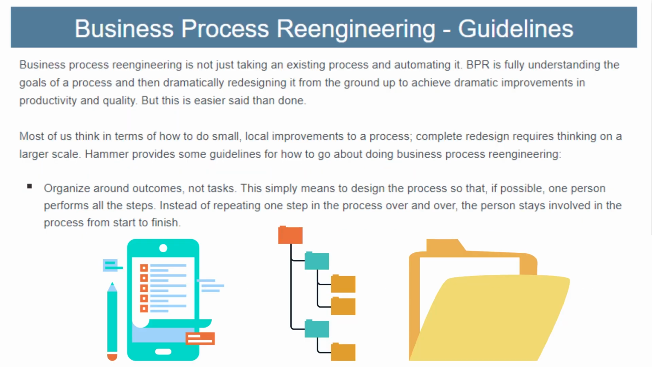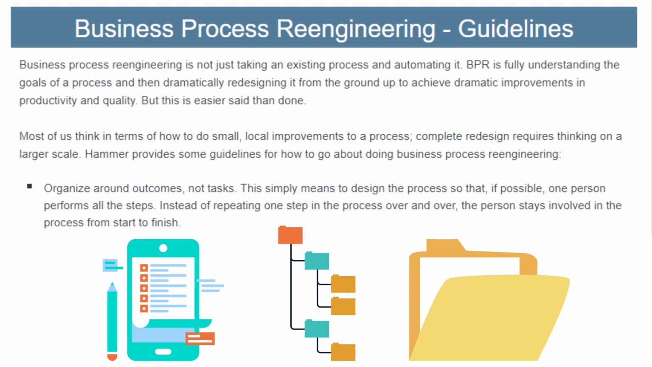Business process reengineering guidelines. Business process reengineering is not just taking an existing process and automating it. BPR is fully understanding the goals of a process and then dramatically redesigning it from the ground up to achieve dramatic improvements in productivity and quality. But this is easier said than done.